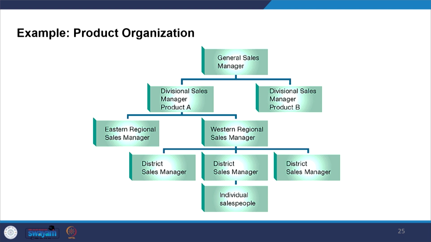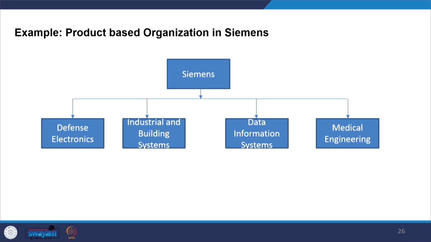So, this is how a product organization looks, because you are dividing the market on the basis of the product, the focus here is the product, right. So, this is a product based organization structure in Siemens, for example. Siemens has different product divisions: defense, electronics, industrial and building systems, data information systems, medical engineering. There are a lot more, for semiconductors, there are different divisions, and under that again you can subdivide.